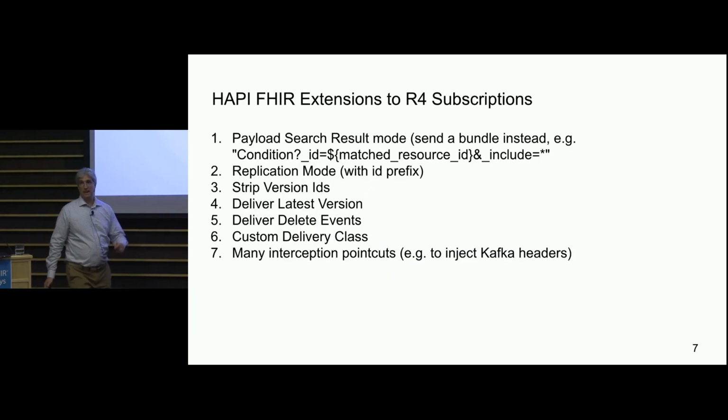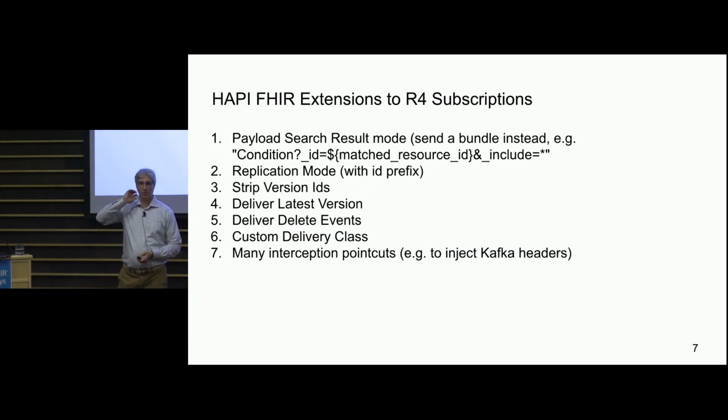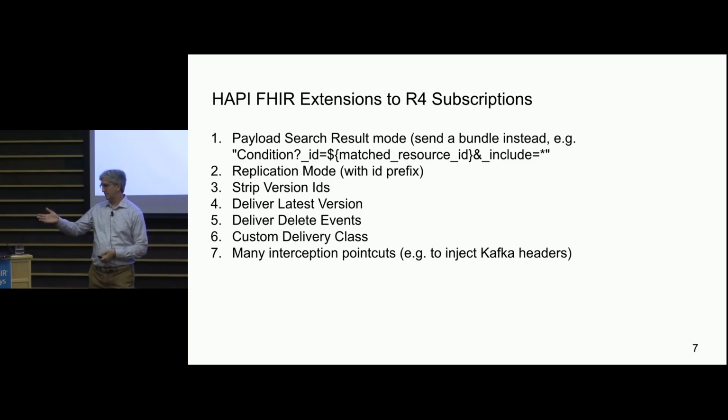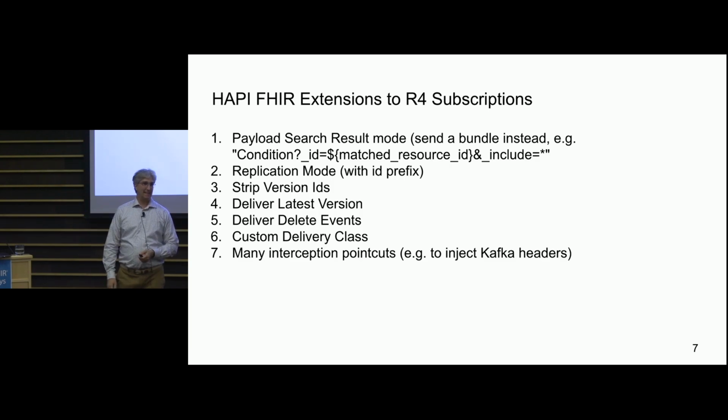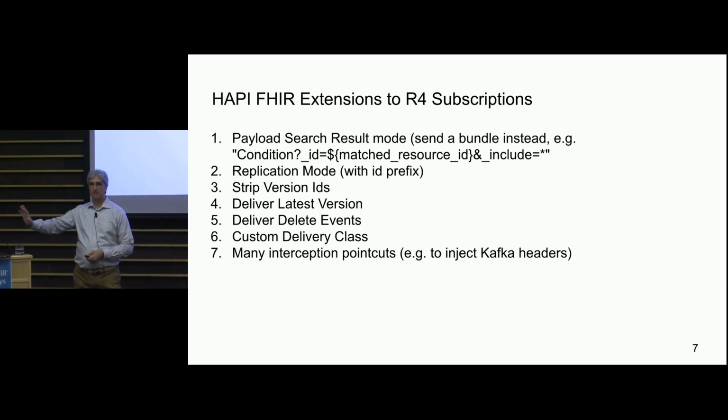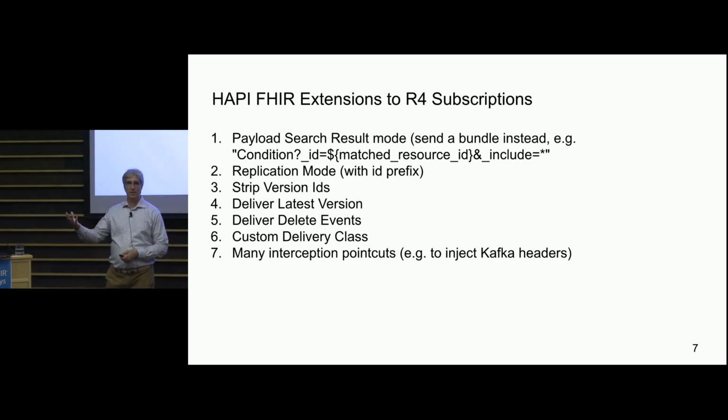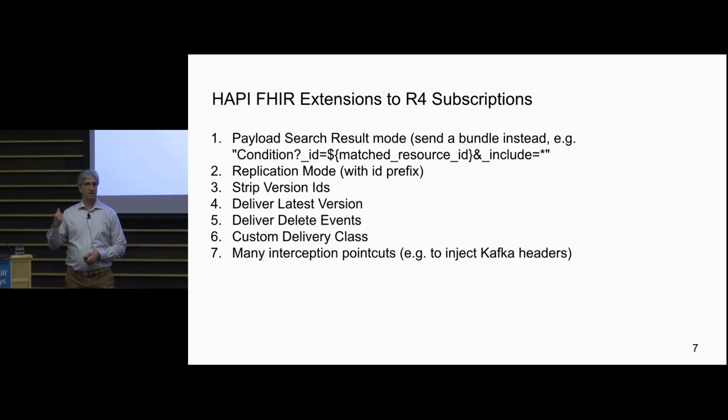Let me talk a little bit about HAPI FHIR extensions to the R4 subscription. This is interesting because half of these things are now in R5, so these are things that clearly the community needed. I won't go through all of them, but some are worth drawing attention to. If you need more than just the resource, like let's say you want the condition, but you also want the patient resource that it points to, we have an extension in HAPI FHIR called payload search result mode, where you give it a string with a little placeholder for the resource ID that matched, and it will then send you a bundle with all the resources included.